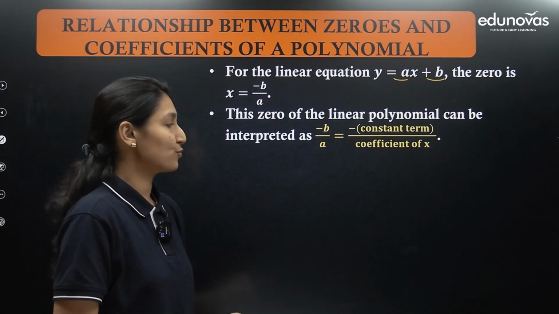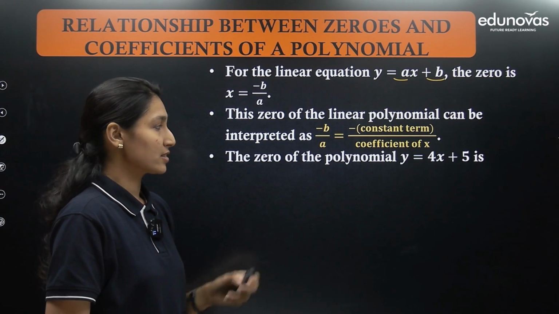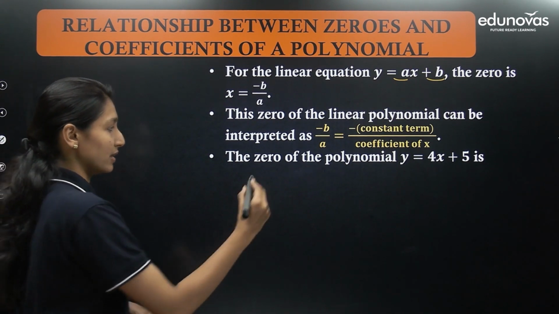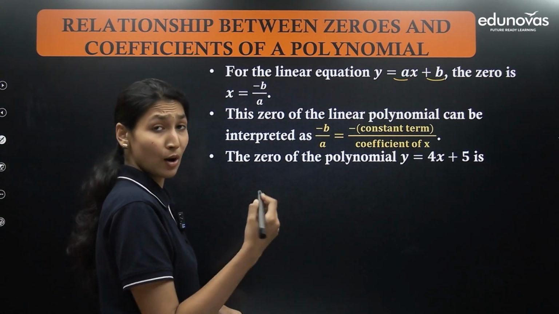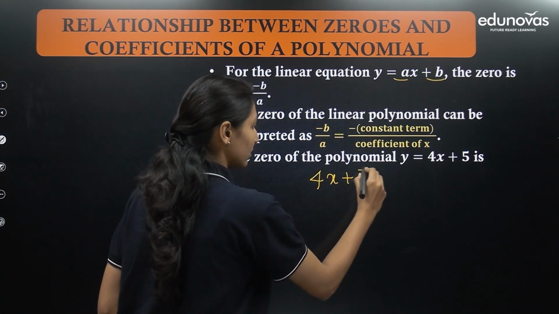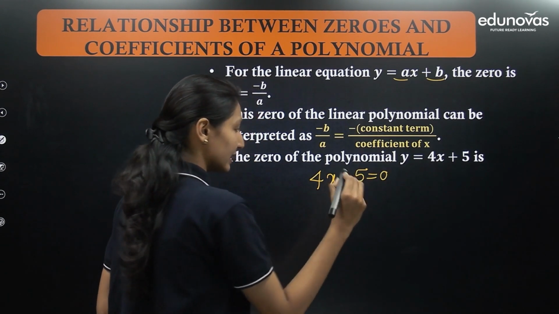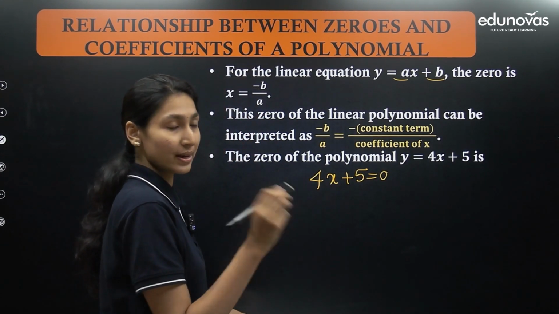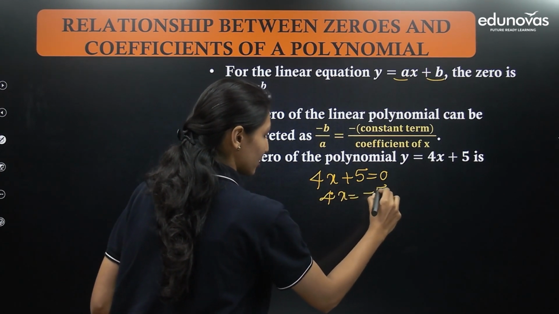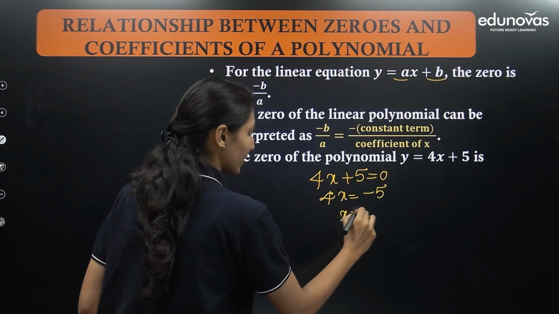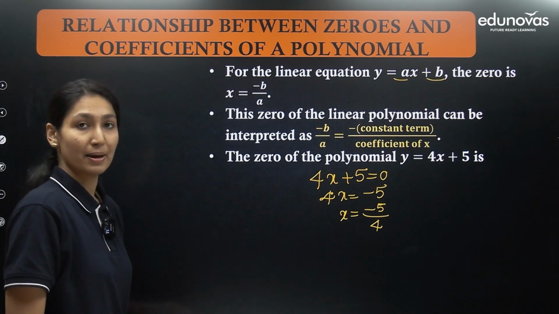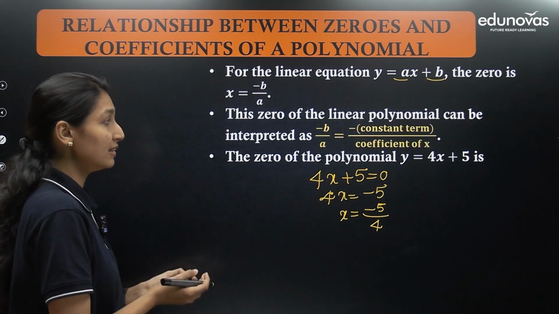Let's verify this relation for a linear polynomial y is equal to 4x plus 5. Let's find the zero of this linear polynomial. How do you find the zero of a linear polynomial or any polynomial? You equate the polynomial to 0 and then you solve for x, or the variable. So 4x is equal to minus 5, and x will be equal to minus 5 by 4.